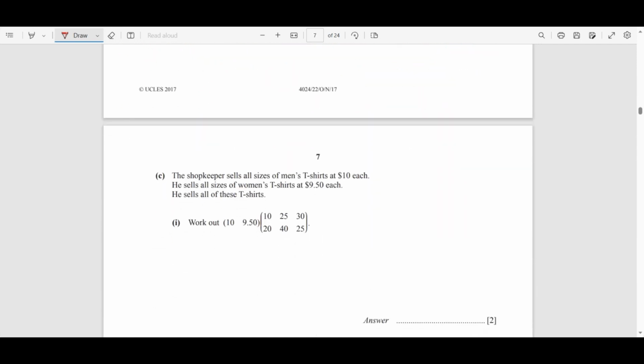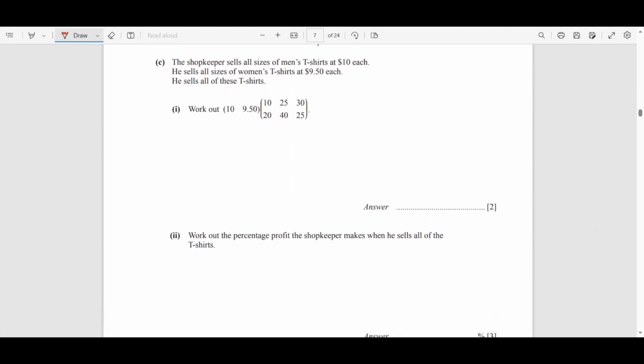Right. Let's move on. Shopkeeper sells all sizes of men's shirts. Okay. Right. So we need to multiply this. Again, recall the law of multiplication in matrices. 10 times 10 plus 9.50 times 20.